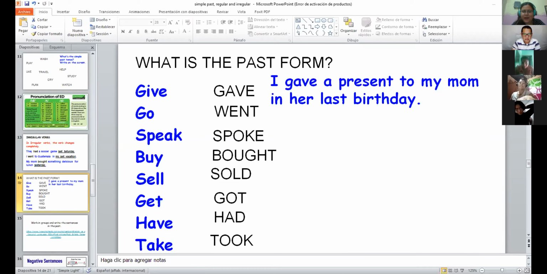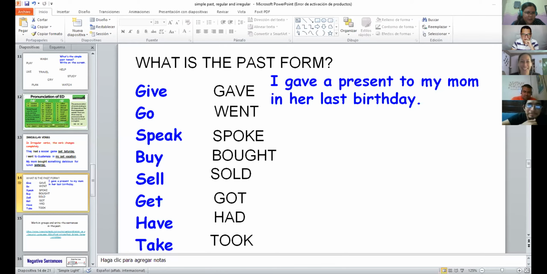The next group, Edwin, Giovanni, and Mercy. Okay, I start. I went to the park last night. My friend spoke with my parents last week. I bought two jeans in the mall. I sold my phone because I need money. I got my new cell phone, pardon. You got a new phone, okay. Good. I had an important meeting last week. I took English class last month. Excellent. Thank you very much. Very good examples and something common, right? Really, really common.